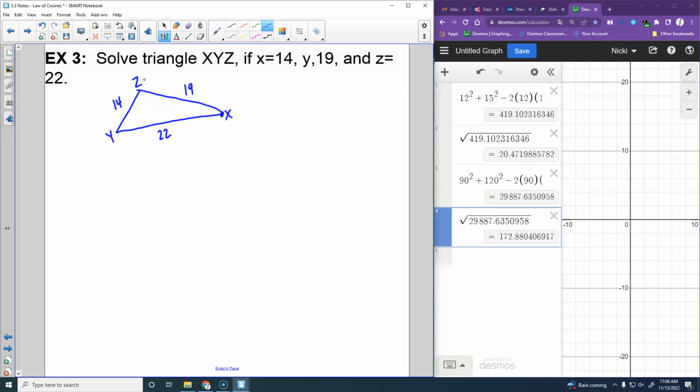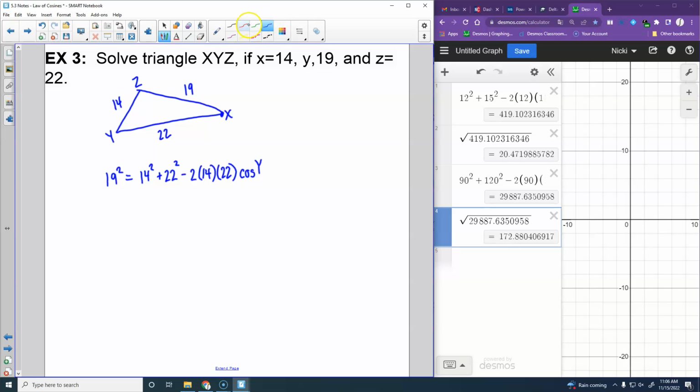So we can find whichever angle we want to find first. So Leah, which angle do you want to find? X, Y, or Z? Okay, so we found Y first. Then that means I need to use 19 squared equals, and then 14 and 22 are my other 2 sides. So I'll have 14 squared plus 22 squared minus 2 times 14 times 22 cosine of y.